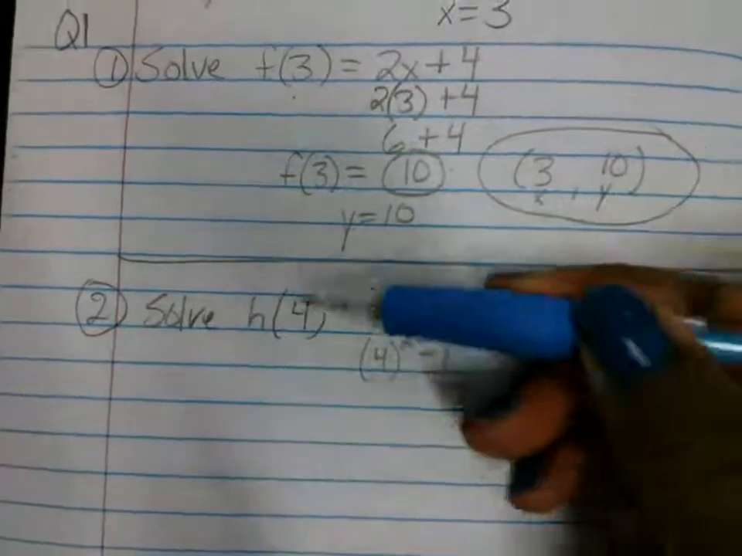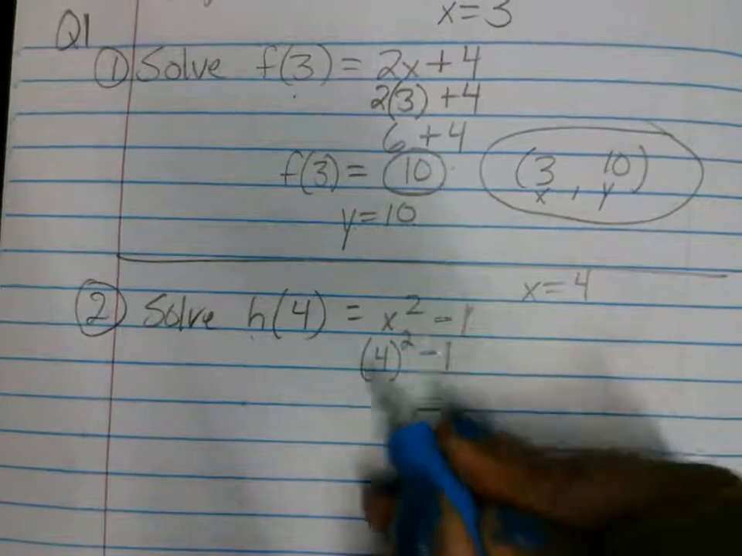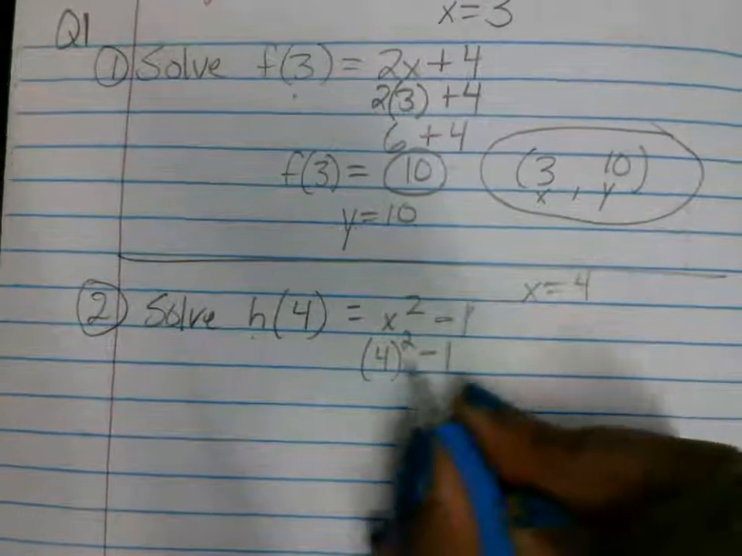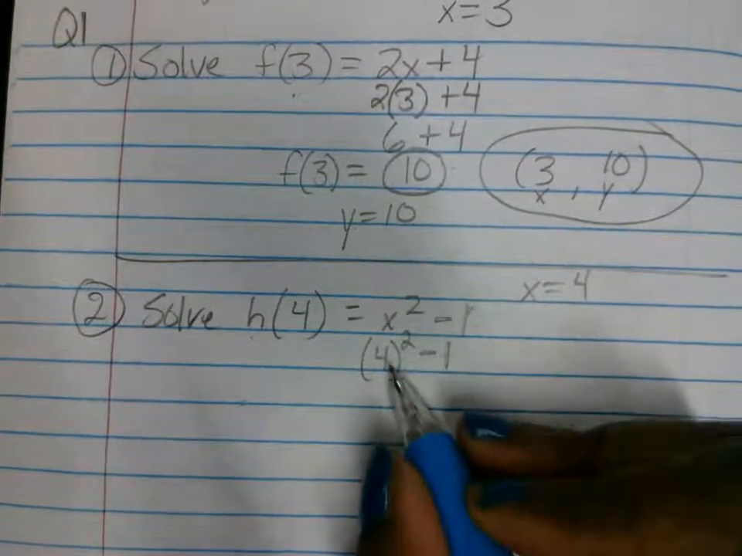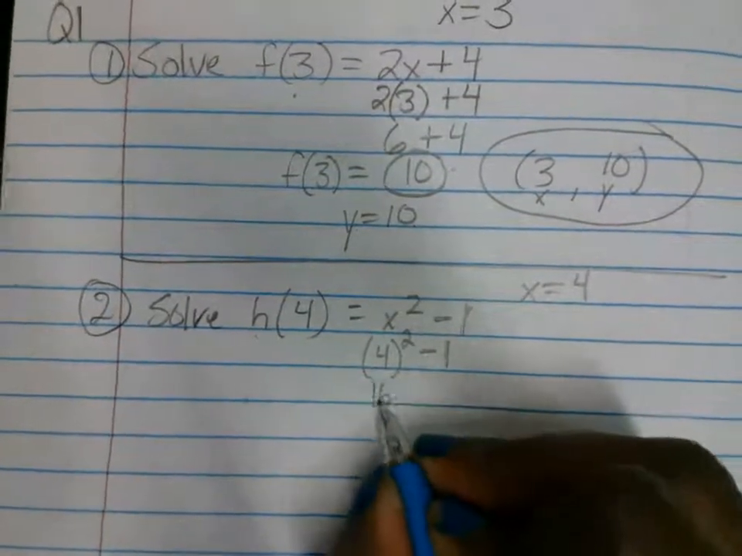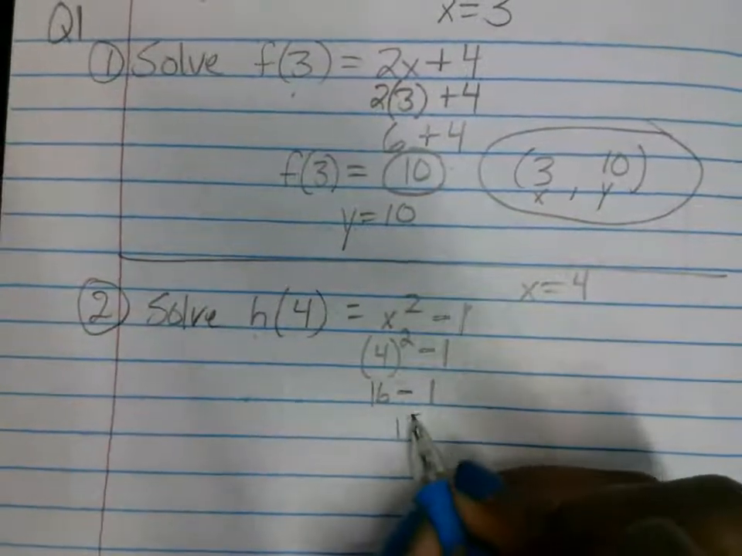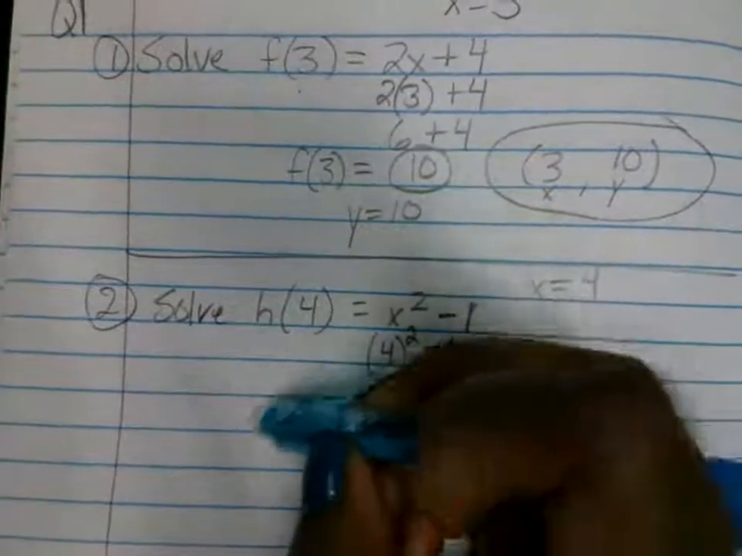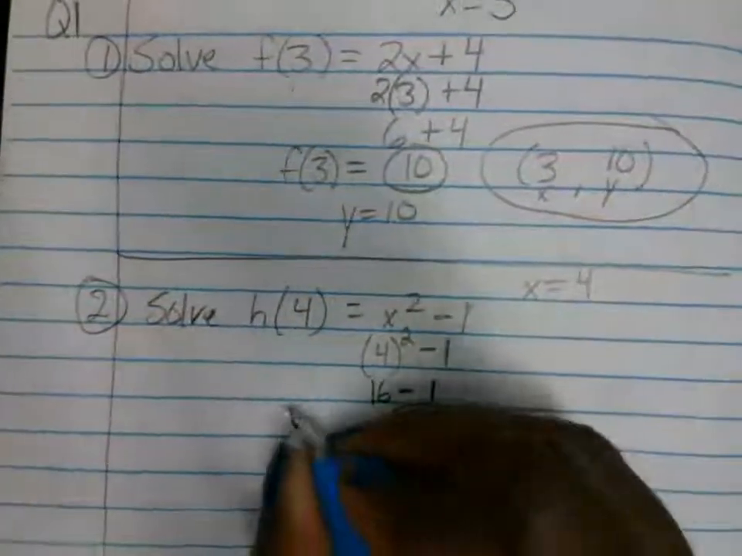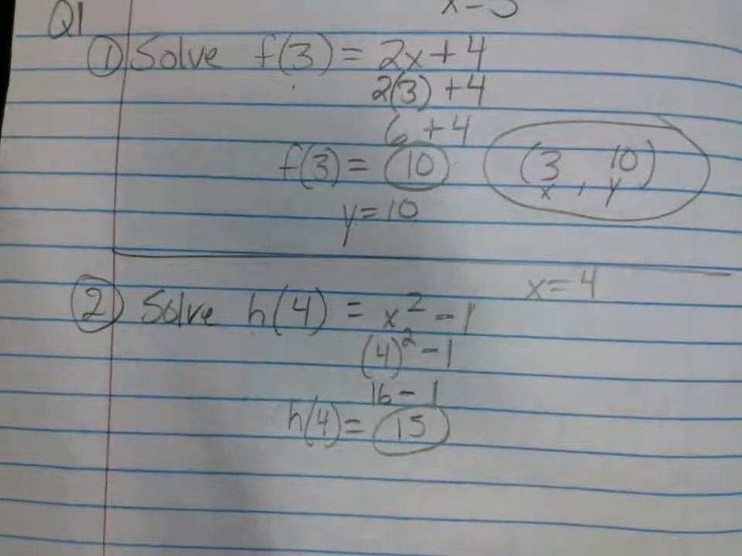And sometimes you can just keep bringing this side down if you want to. Order of operations tells us to do what first here? Exponents. When we simplify our exponents, what do we get? 16 minus 1. And what does that give us? 15. So f, or not f, I'm so used to saying f, h of 4 is equal to 15.